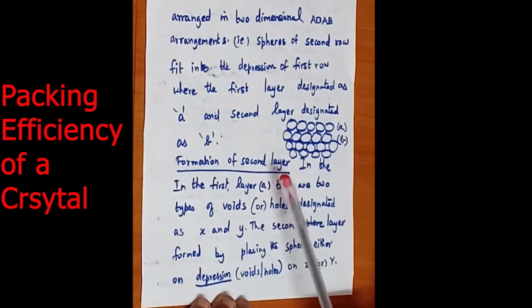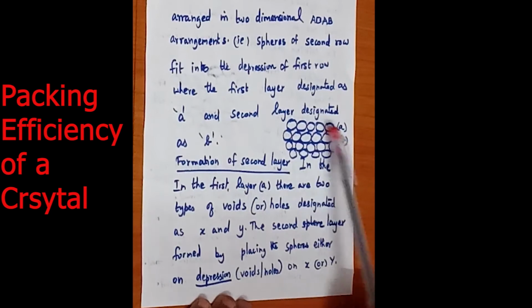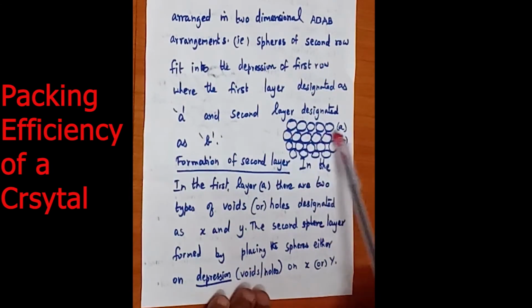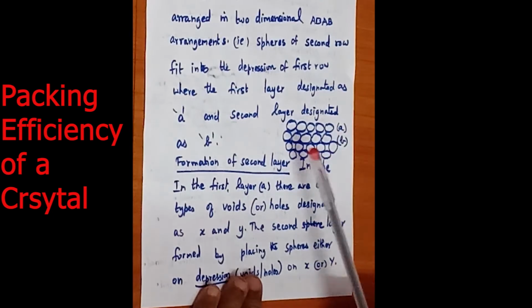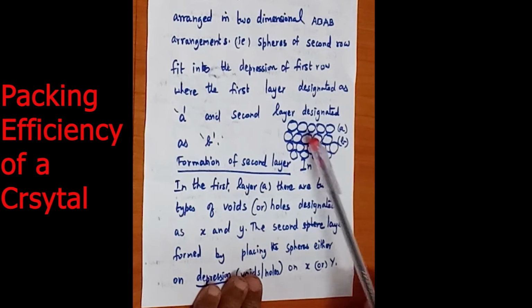So here this occurs in the second layer. The first layer atoms are arranged in a particular row, two-dimensionally arranged, and the first row is in a straight line. The second layer atoms fit into the depression of the first row. What does that mean? Between two atoms, the atoms of the next row will come and get fixed.